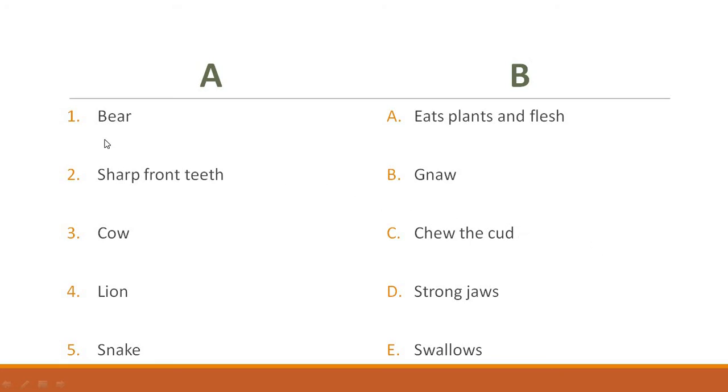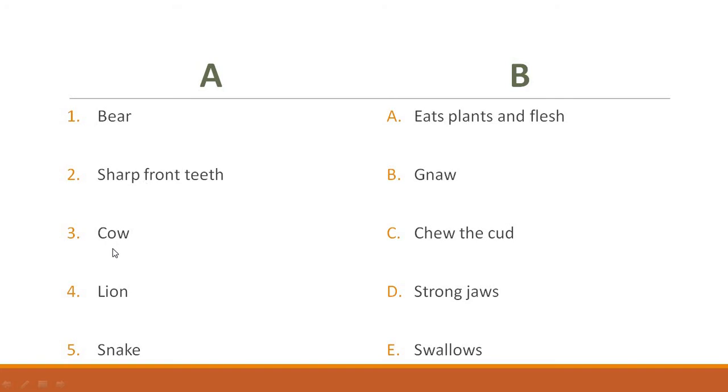So here the first question is bear. The option that matches it is eats plants and flesh. Yes, I already showed you in the fill in the blanks that a bear eats both the plants as well as the flesh of other animals, the dead animals. Correct? So it directly matches. Sharp front teeth. No, they will be able to cut their food if they have sharp front teeth. Yes?